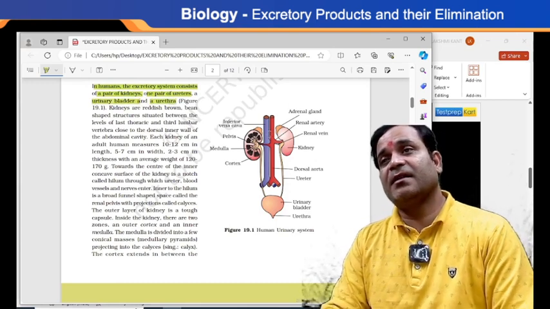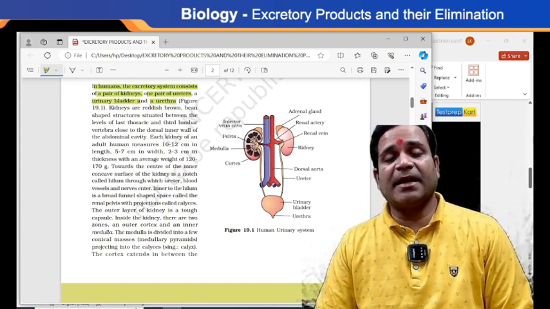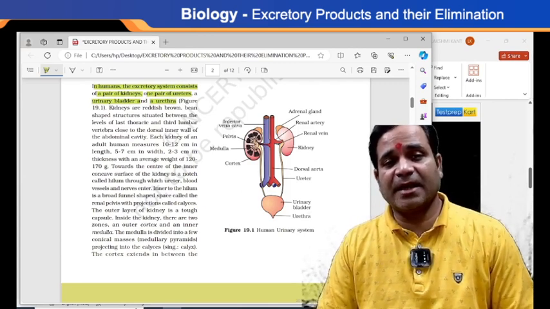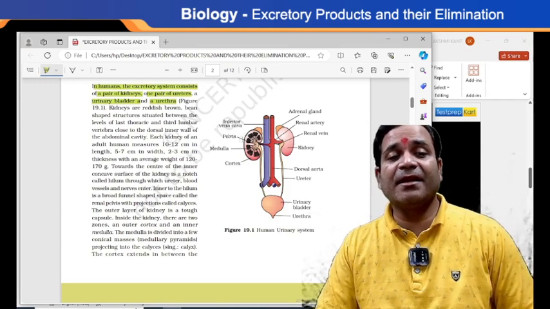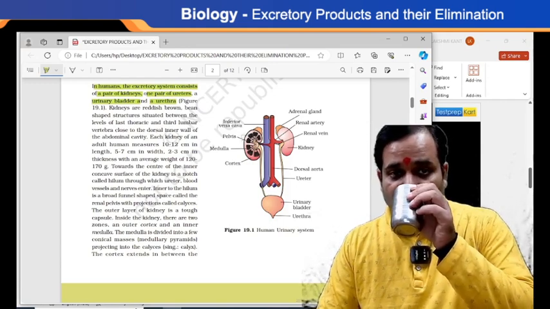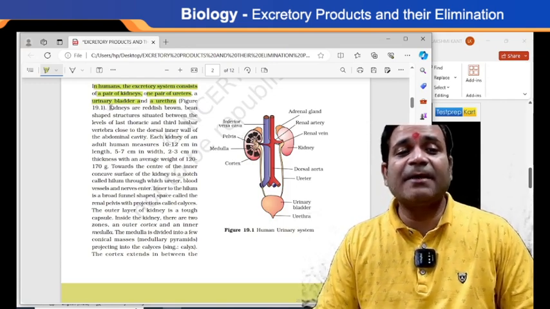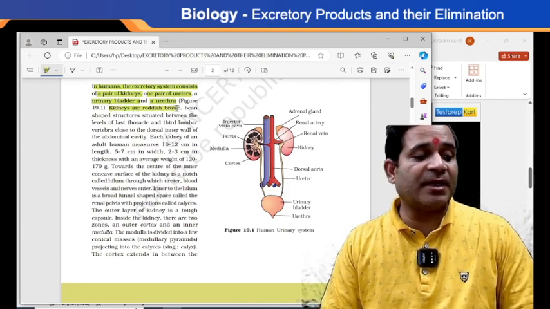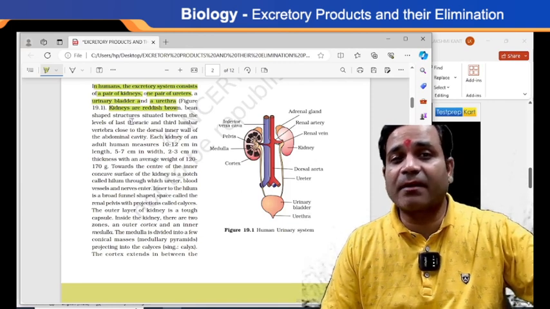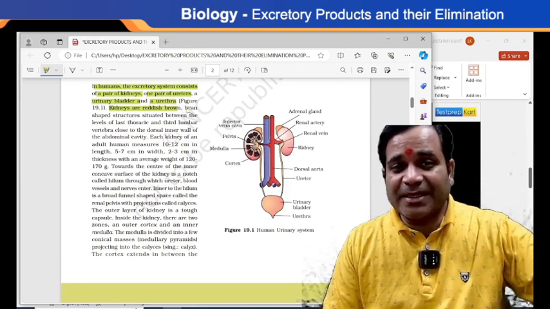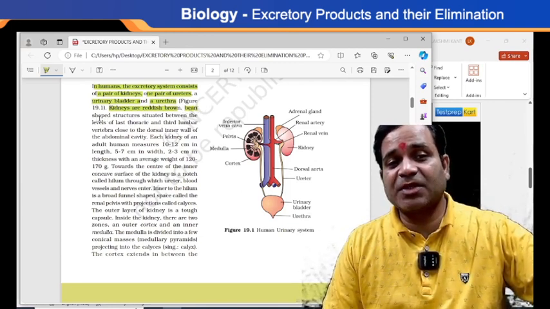See this one here. The diagram is given here, my dear. So if anybody asks you the color of the kidney, then what do you say, my dear? Reddish brown in color. What is the color of the kidney, my dear? The kidney is reddish brown in color. So what is the shape of the kidney? Bean shaped, my dear.